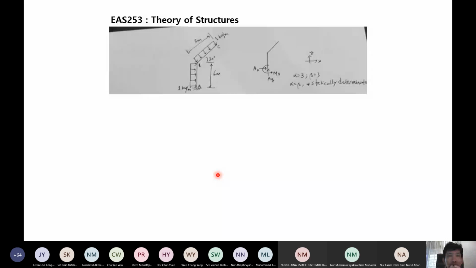Another situation of frame with inclined members, and now the loading also is not acting vertically, it is not acting horizontally, but it is acting perpendicular to the members. So this is the next problem that we will go through together. I'm showing you now the screen, okay? If you cannot see, please let me know.